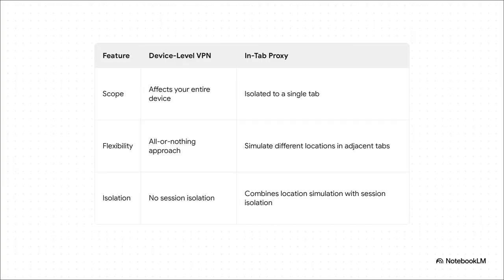A lot of people use a VPN for regional work, but it's kind of an all or nothing tool. It affects your entire computer. An in-tab proxy, though, is way more precise. It's isolated to just a single tab. That means you can check how an ad looks in Tokyo in one tab, and then in the tab right next to it, see how it looks in Paris, all without messing up the rest of your work. It's the perfect combo of location simulation and session isolation.